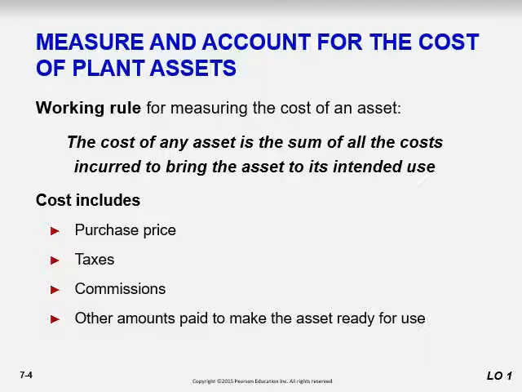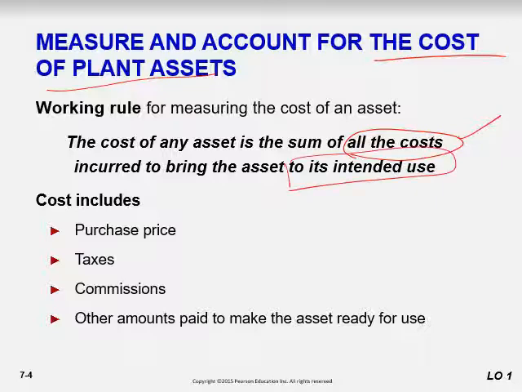Okay, so the working rule of measuring the cost of a plant asset is that the cost of any asset is the sum of all costs. Remember these three words: all the costs incurred to bring the asset to its intended use. So if you bought a plant, or you bought a fixture, and you also call some guy who installs it, the installation price or wages are also included in the cost of the plant.